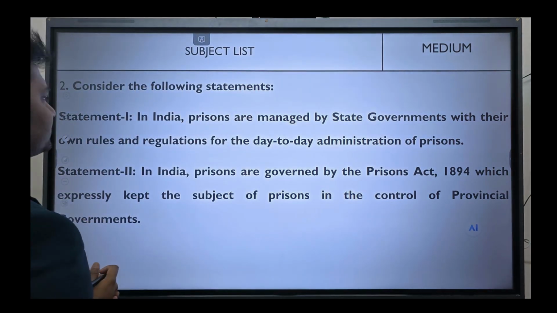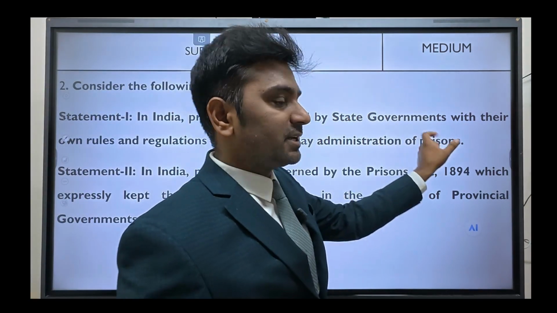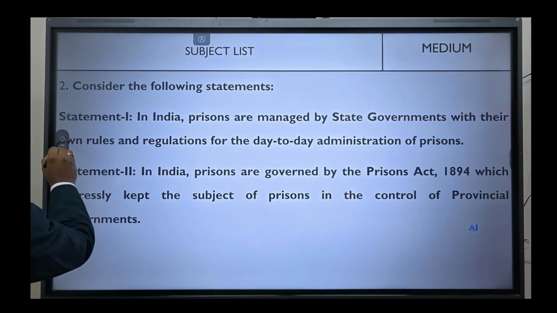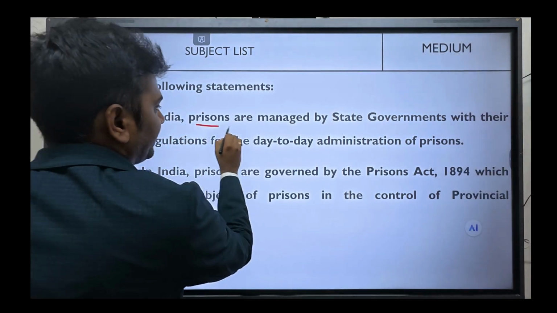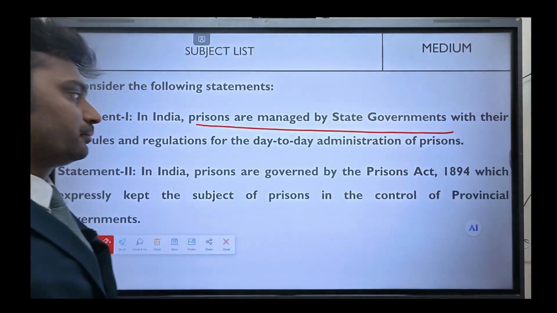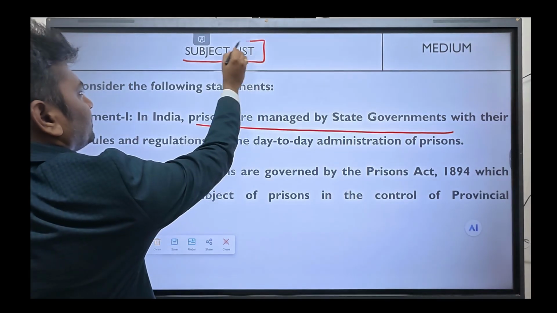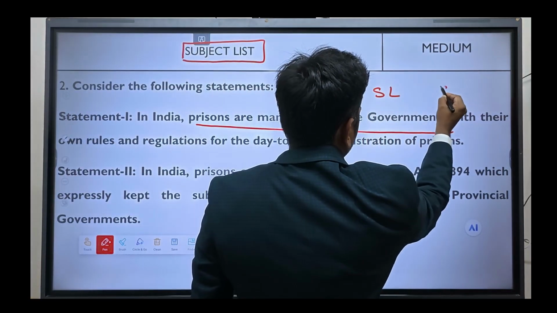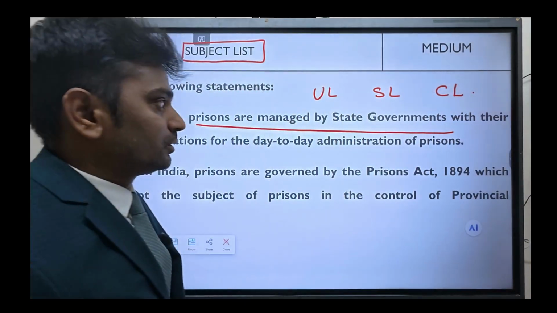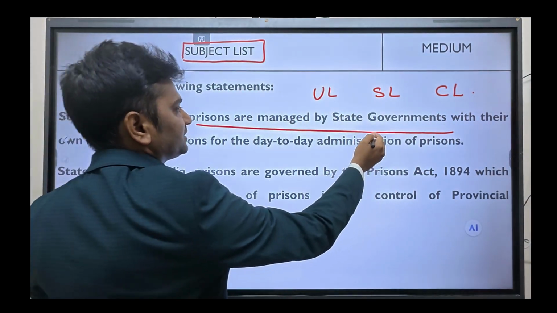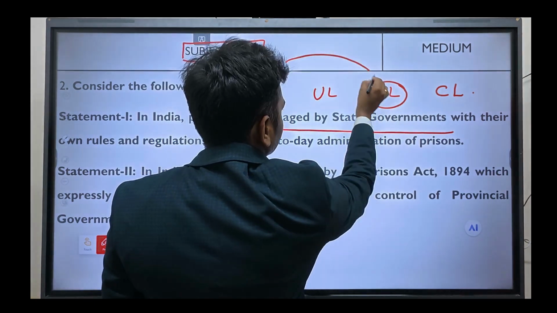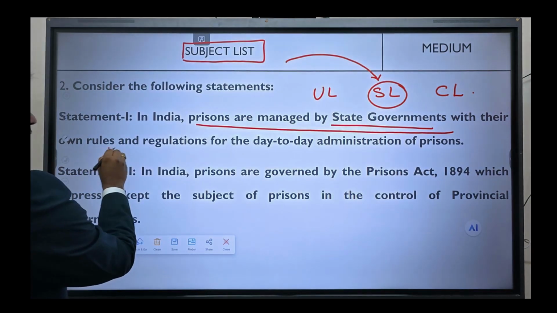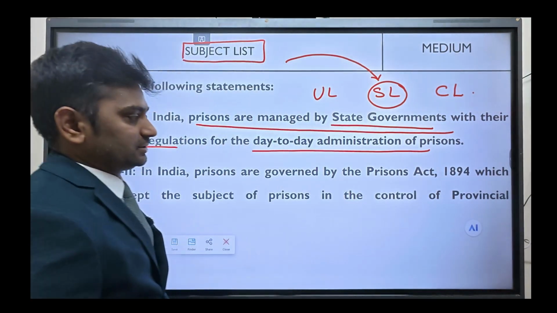Let's look at the second question. Consider the following statements. In India, prisons are managed by state governments with their own rules and regulations on day-to-day affairs. So what they are saying is, in India, prisons are managed by state governments. So this is the subject: whether this is a union list, state list, or concurrent list. This is what the question is. It is clearly saying that prisons are managed by state governments. Yes, prisons come under the state list, which means state government's management, and they have their own rules and regulations and day-to-day administration of provisions.